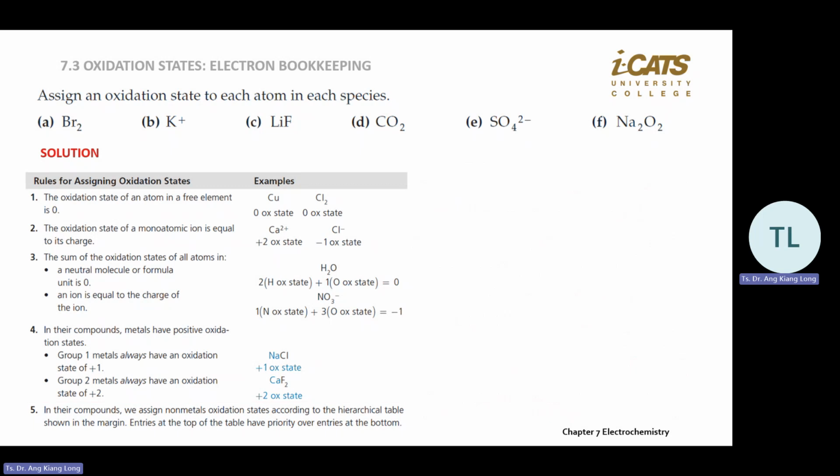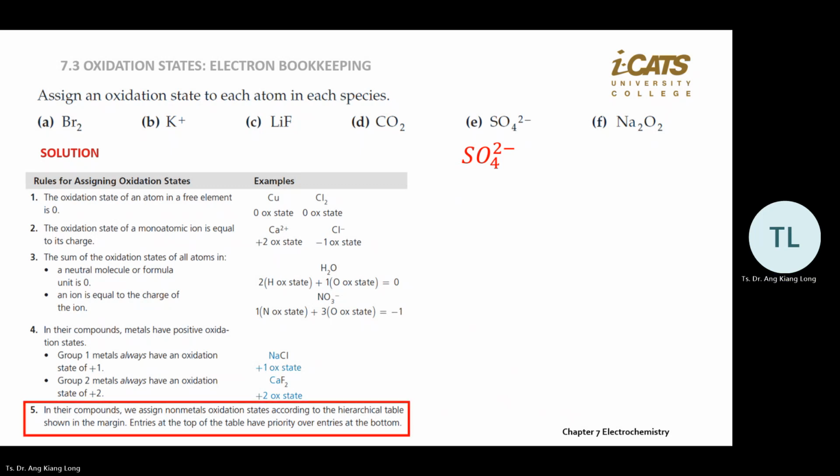Let's move to E. So E is SO4, 2 negative. From here, before you solve, what is the net oxidation number? What is the charge? 2 negative. So 2 negative should be -2. Don't write 2 negative. The net oxidation number is -2. Don't confuse the number.